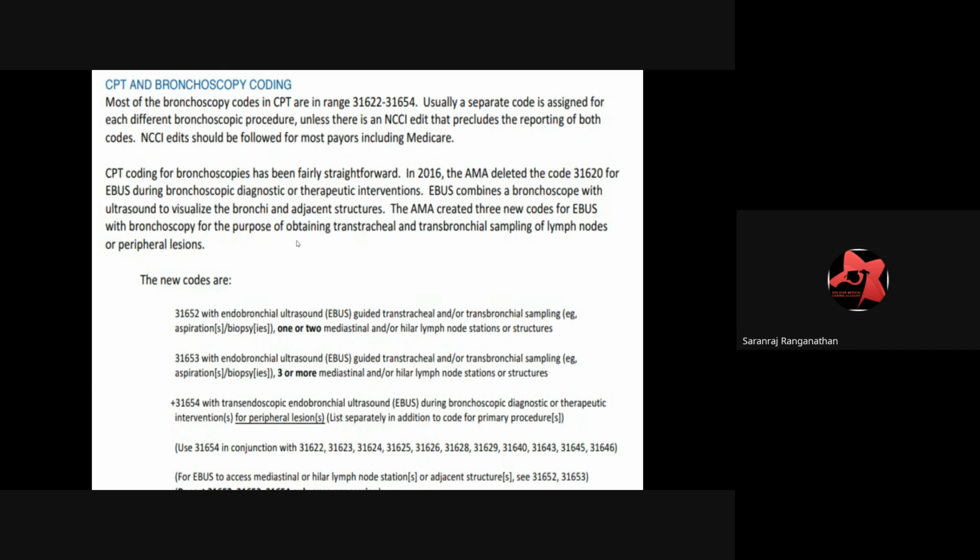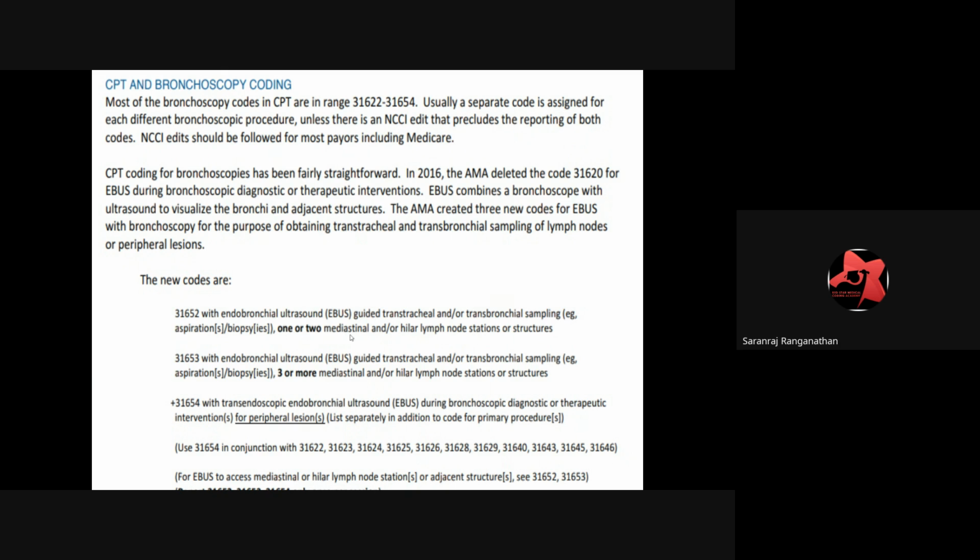endobronchial ultrasound CPTs for the diagnostic and therapeutic intervention. Then after that, the American Medical Association created three new codes for that. That one they have given here: 31652, 653, and 654. Whenever we are coding endobronchial ultrasound, how we have to code that, they have given here: endobronchial ultrasound, transtracheal and transbronchial sampling. So with that, biopsy procedures and all they will do, right? That one they have given here.